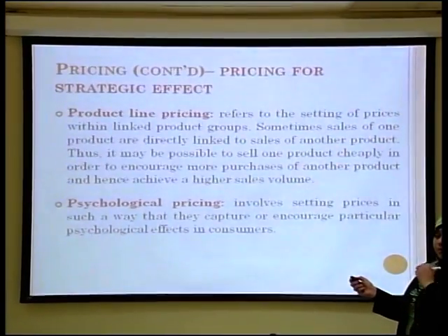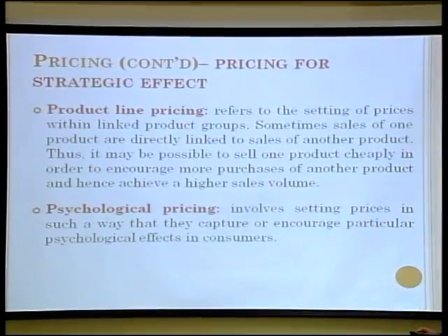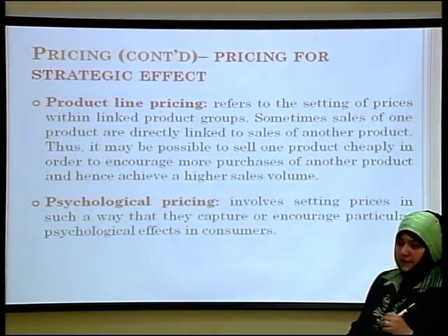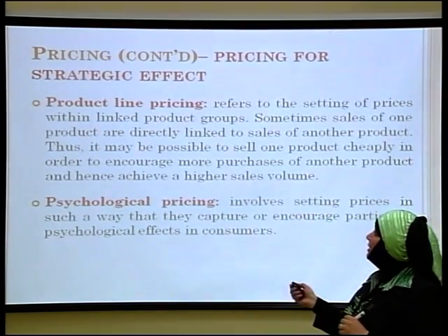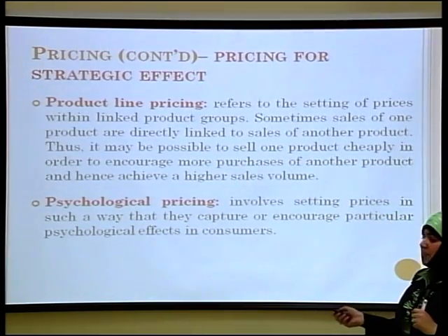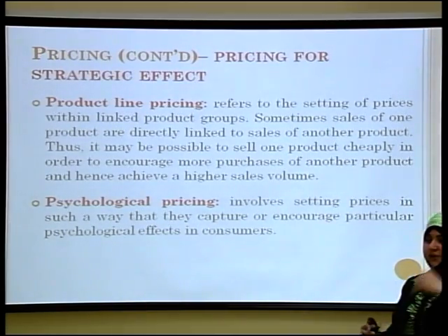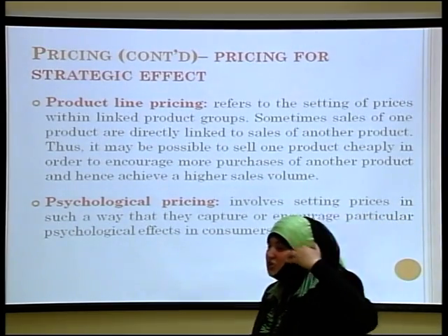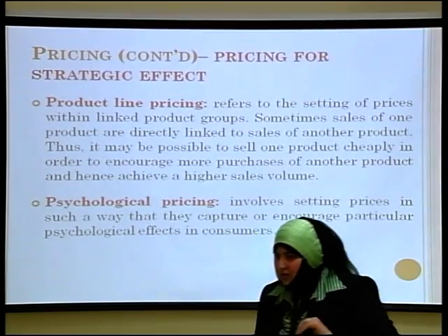Here, the last point in pricing is what we call pricing for strategic effect. Here we have 2 main points: the product line pricing and the psychological pricing. Sometimes you price to get a long-term effect. Strategic effect means that when we talk about strategic aspects, it is usually something in the long term, okay?